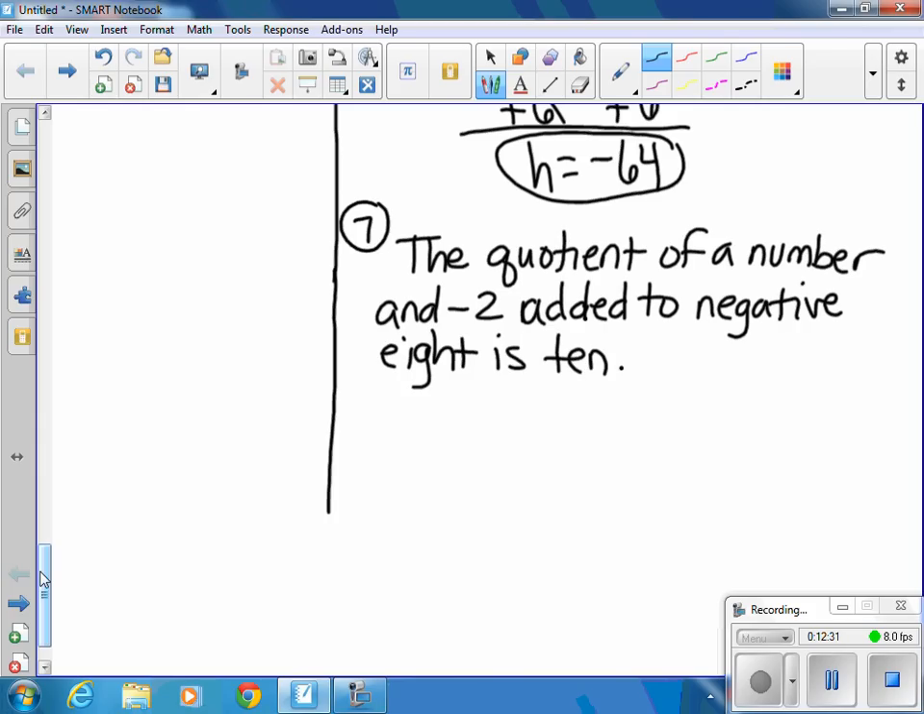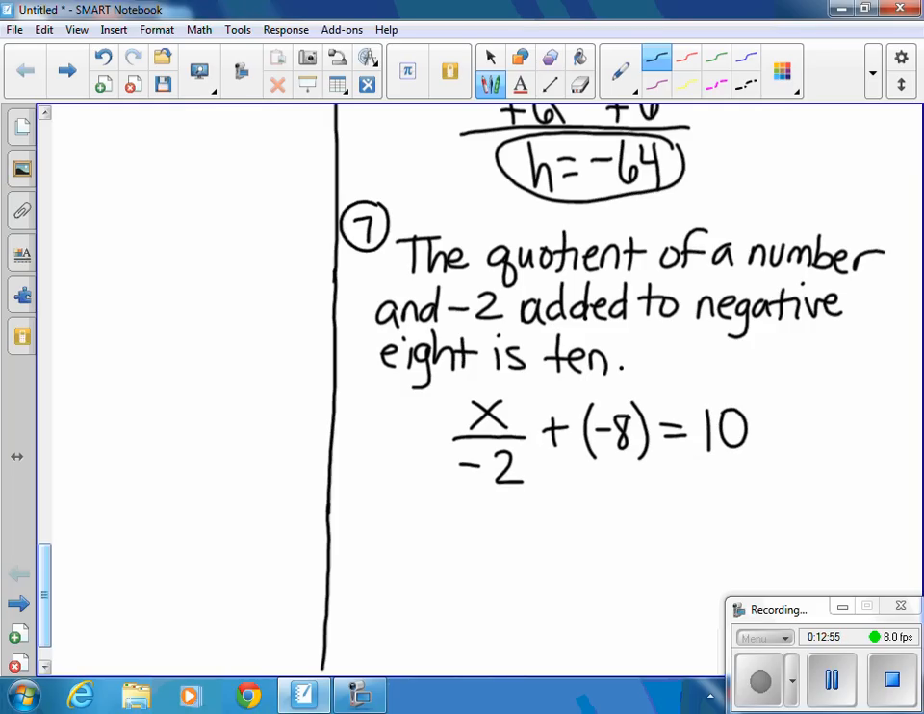Okay, and you'll notice that all of these came from our word frame words, so we should know how to translate this at this point. Okay, so that was from our previous chapter. Quotient means to divide. We don't know the number, so that's where our variable is going to go. So we are dividing a number or a value x divided by negative 2, and then that is added to negative 8, and that is going to equal, that's what the is means, 10.